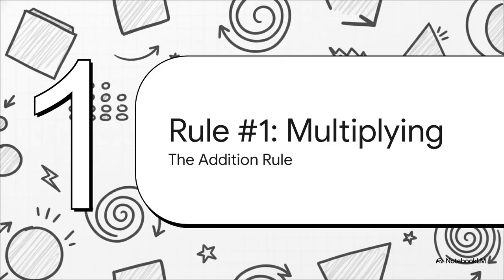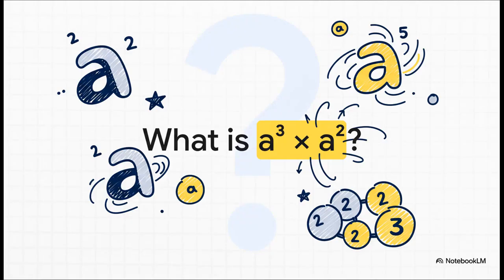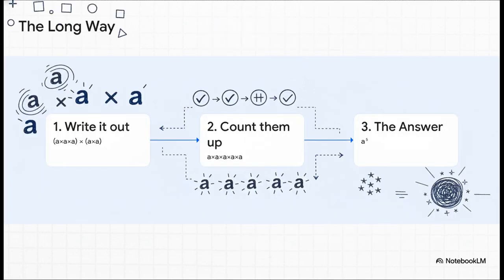Awesome. Now that we know what we're looking at, let's start building our exponent toolbox. This very first rule is a fantastic shortcut for when you need to multiply two powers that have the exact same base. Let's look at our first problem together. We've got a to the power of 3, and we're multiplying it by a to the power of 2. So, how would we figure this out? Well, before I show you the shortcut, let's just do it the long way so you can see why the shortcut works. We know a cubed is just a times a times a, and a squared is a times a.